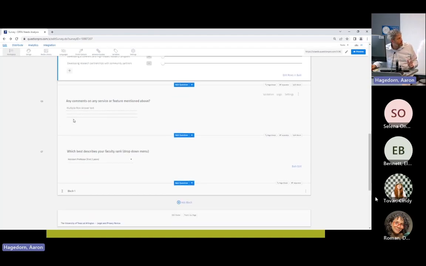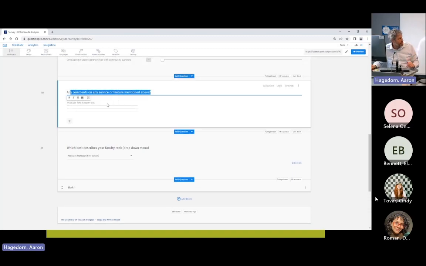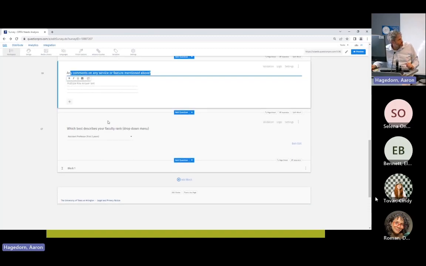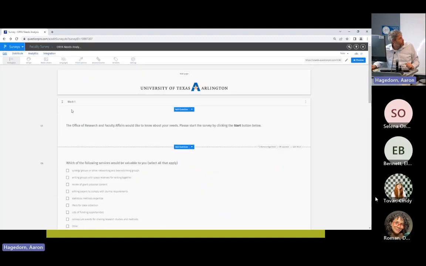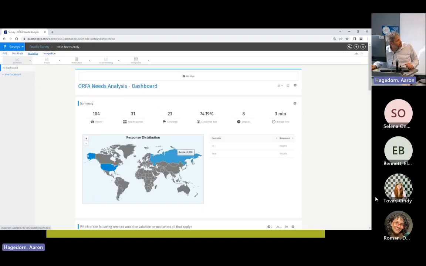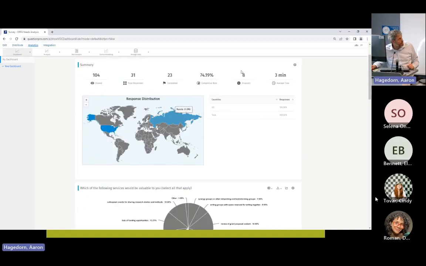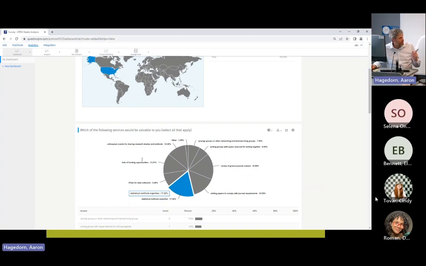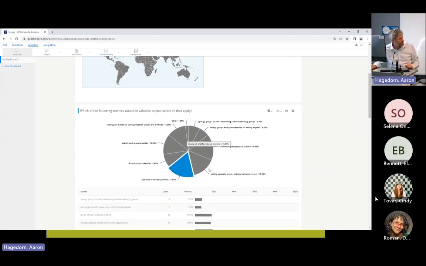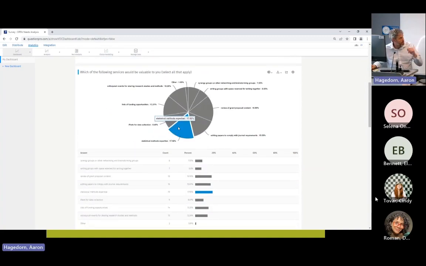And then we do have some open-ended ones, like do you have any comments about anything mentioned above? So they could answer something more specific if they wanted to. But in general, we want it to be standardized as much as possible. And then the reason we did this is because now by doing this, I can see the results. I sent it out to 31 people, and 23 of them responded. They spent 3 minutes each, and it's going to give me kind of a breakdown and some graphs about what they felt was the most important.